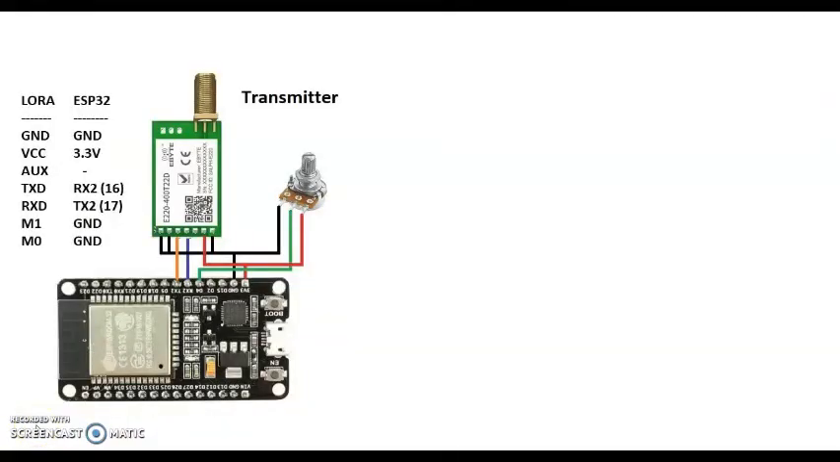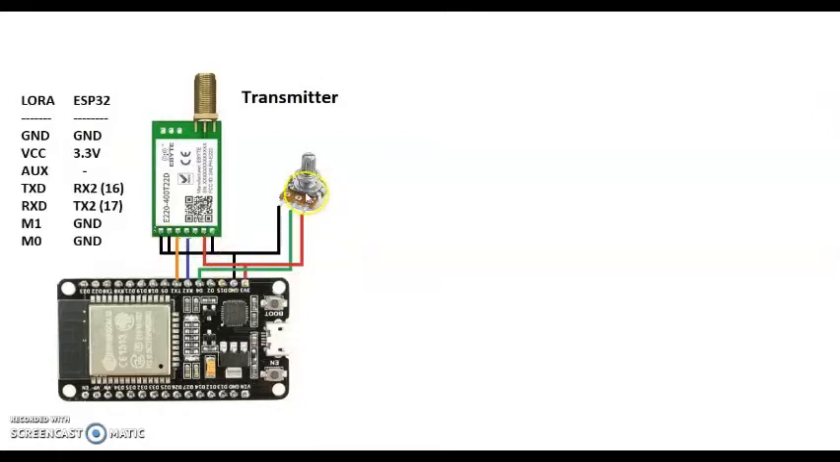The transmitter diagram is here. Coming from right to left, the first one is ground, the second one is VCC. We can connect to 3.3 volt or 5 volt. I connected to 3.3. The third one is AUX. We don't need to connect it anywhere. The other one is TXD. That one we connect to RX2 of the ESP32. The next one is RXD. That one we connect to TX2 of the ESP32. M1 and M0 are both connected to ground as well.